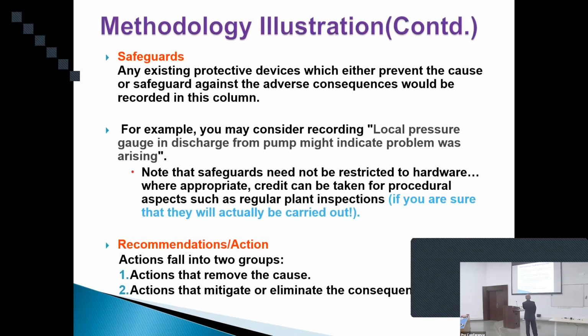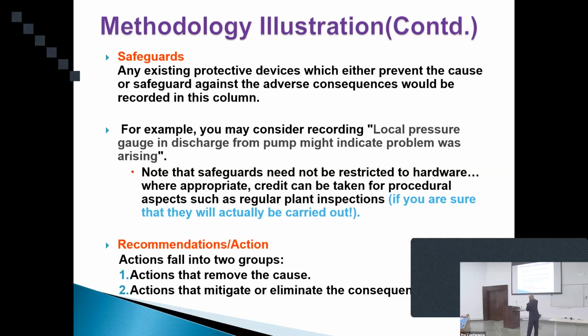Next one. Note the safeguard needs to be restricted to hardware where appropriate. Credit can be taken for procedural aspects such as regular plant inspection if you are sure that will actually be carried out. Operator monitoring: the field operator goes and checks whether the pressure indicator is showing correctly or not. If the pressure indicator is just dead, nothing is shown, that means the pump is down. So you go and start the standby pump, something like that.